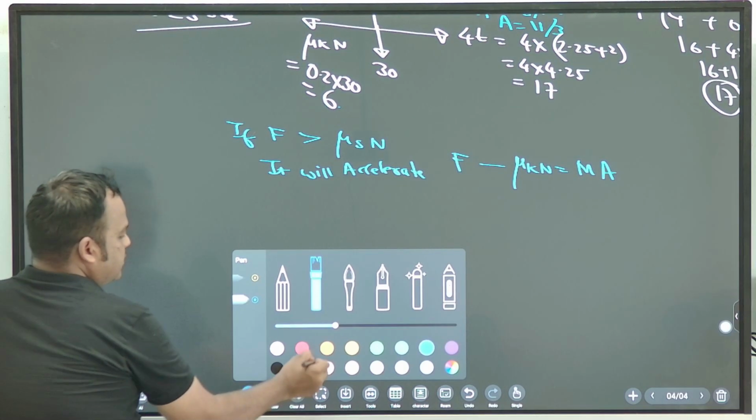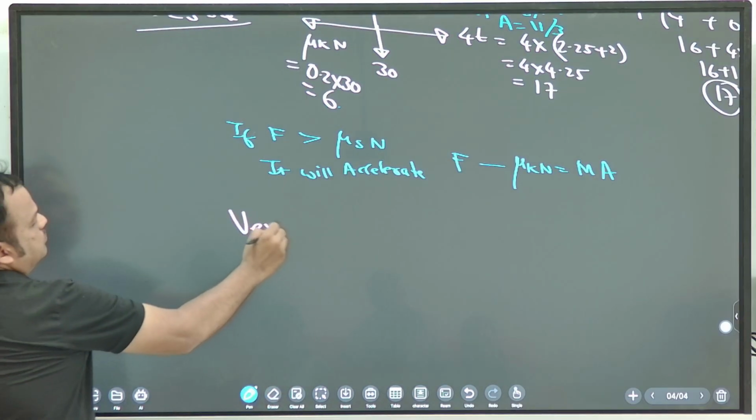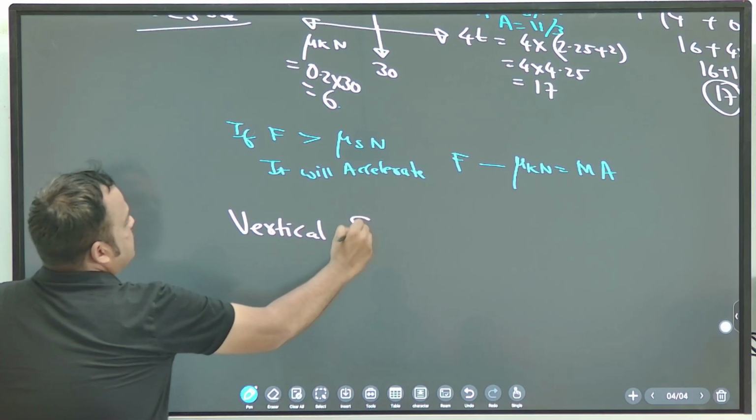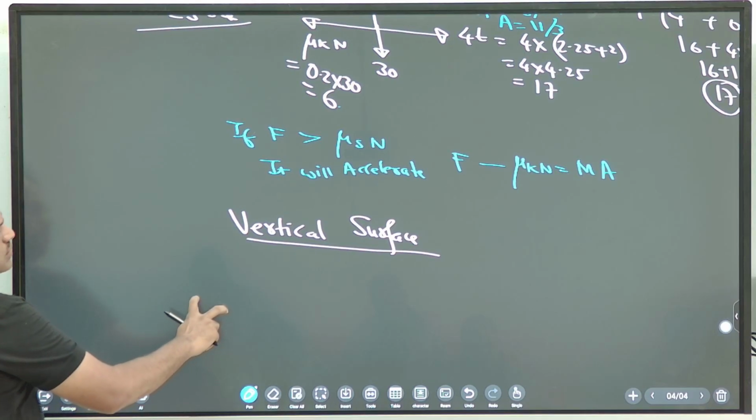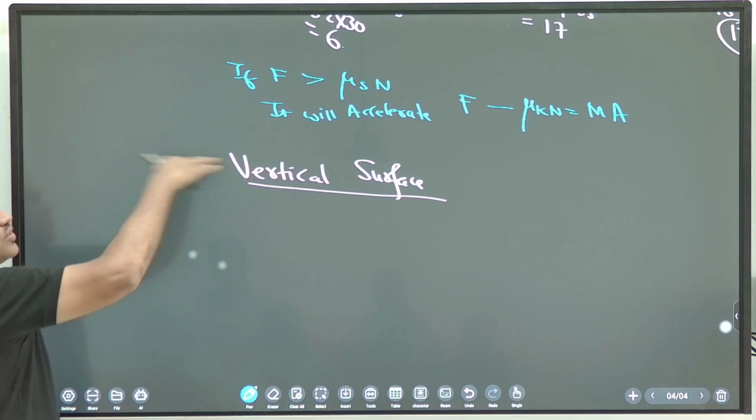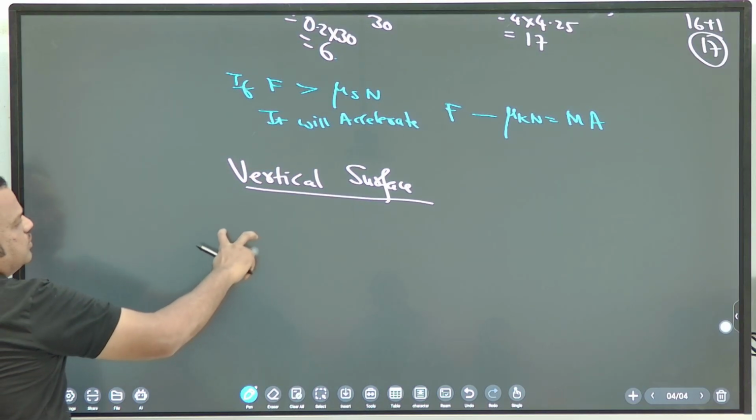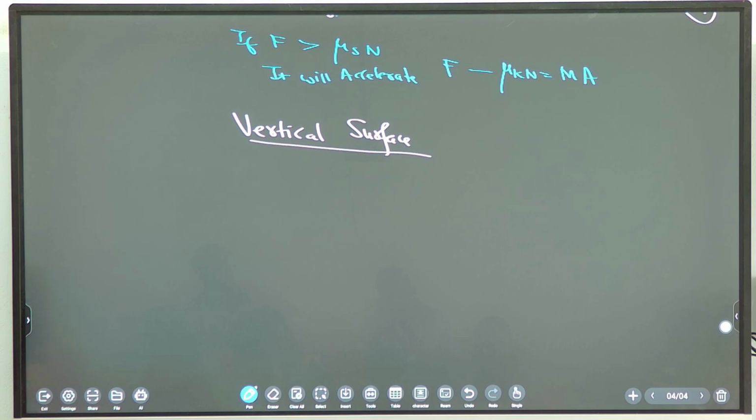Okay, next, vertical wall, note down. Vertical surface. Till now it was a horizontal surface, now vertical. So this wall is a vertical surface. Is this book sliding or not? Not sliding. So is friction kinetic or static? Static. Now it is sliding, so friction is kinetic.